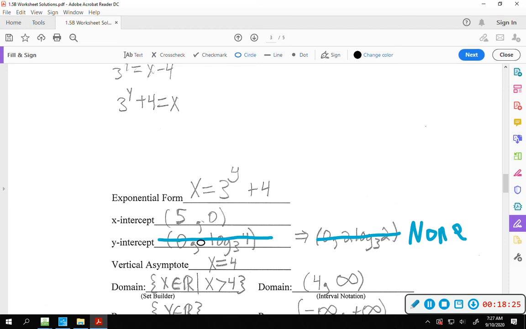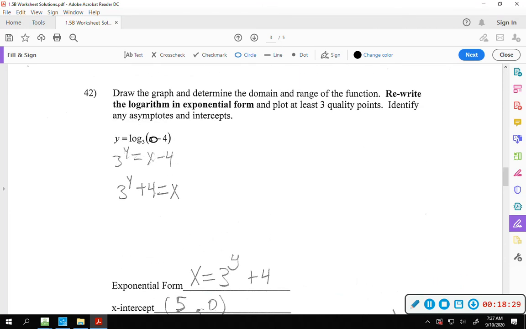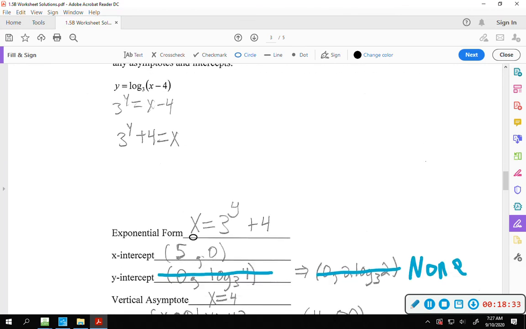If you plug in 0 for x, let's come back. Look what happens. If I plug in 0 for x, I cannot take the log of a negative number. So I left that positive 4. I crossed that out. There is no y-intercept. None. Okay? So I fixed that.